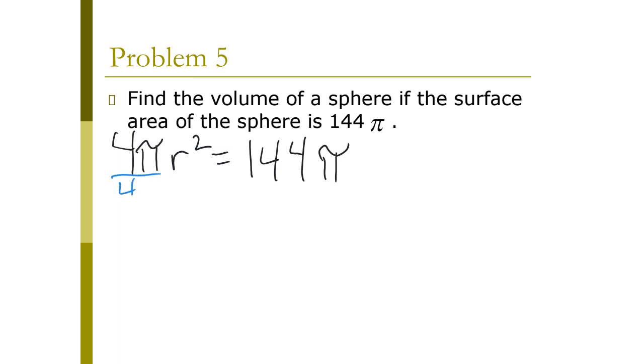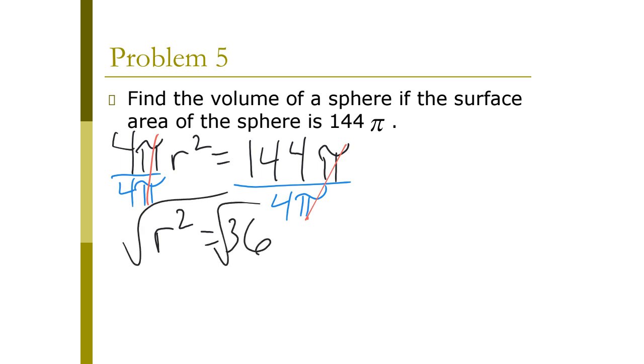Well, let's see. If I divide by 4 pi on both sides, the pi's are going to cancel, right? And then 144 divided by 4 is going to be 36. So r squared is equal to 36. And if I square root both sides to solve, I'm going to get r equals 6. All right. Now, remember, when we are square rooting, there is a plus or minus. There are two solutions, but we're obviously going to omit a -6 as our radius. So I've got 6 for my radius.